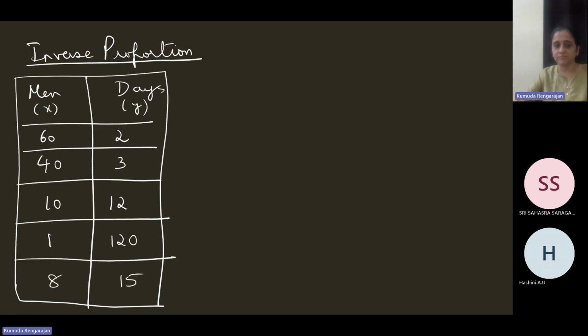Okay, so this is a fact. This is a fact, meaning I have not written random numbers. If you employ 60 men and they take 2 days to finish the work, then 40 men will need 3 days, 1 day extra to finish the work.